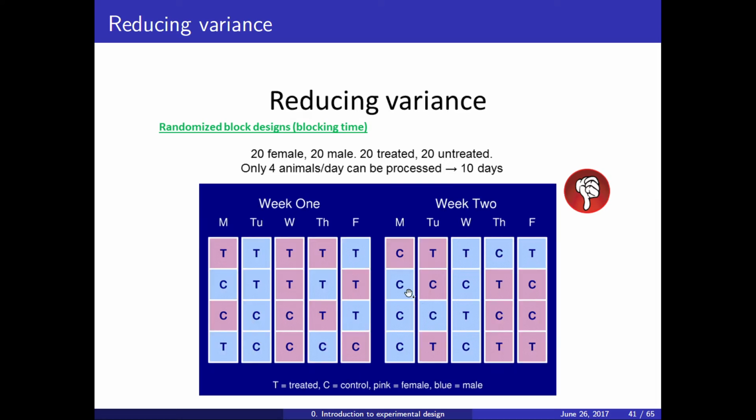So now you are aware of that, and you organize it in this way. For instance, now you have treated females, treated males, and control females, control males. But if you pay attention, some of the days there are only males. Some other days there are only controls. And the number of controls and treatments and males and females within the days are not well balanced.